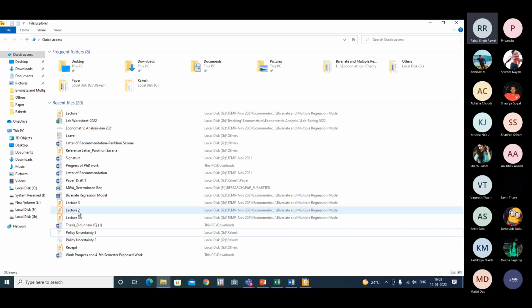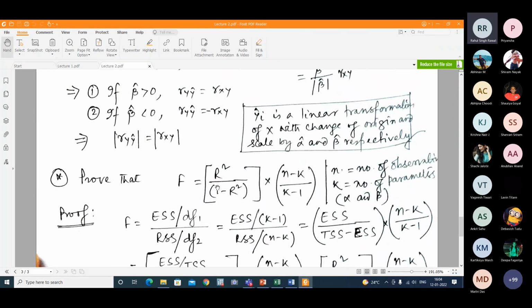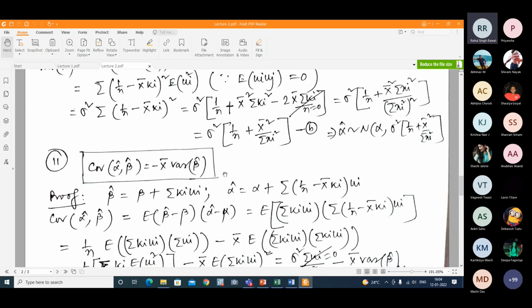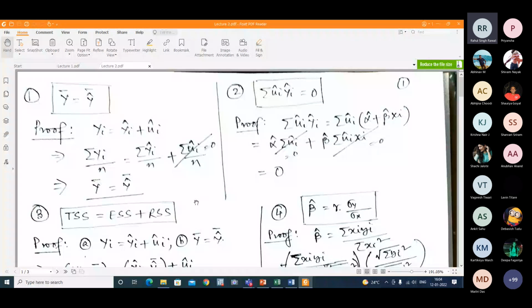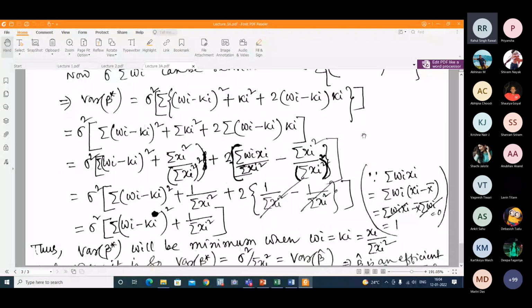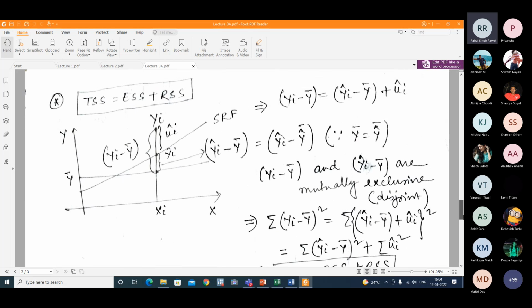Let me just go to that file. I think, does it have this diagram? No, it is perhaps in other file. Just I will check. Yeah. Just see this diagram.